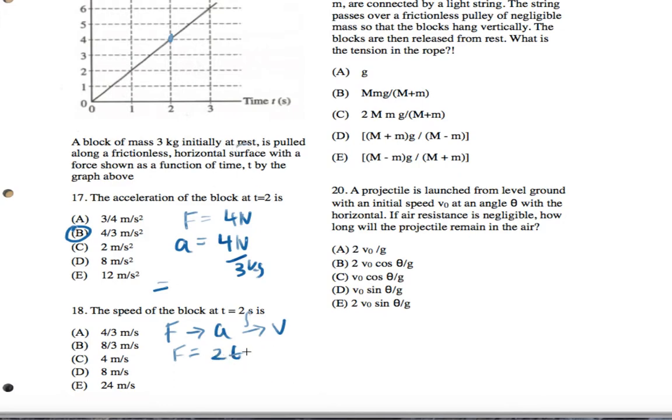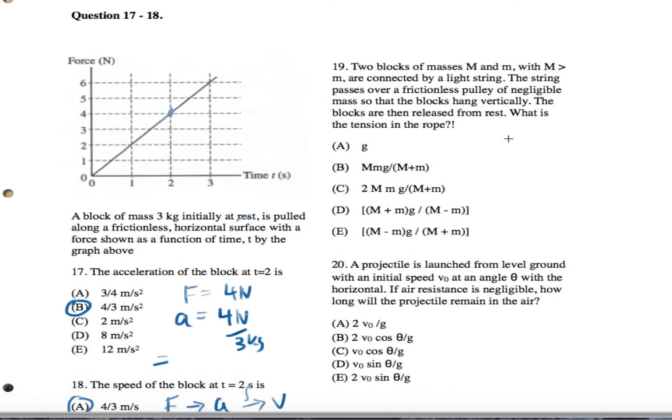Now, to get the acceleration, I'm going to divide by mass. So that's going to give me 2/3 t for my acceleration. And so let's go ahead and take the antiderivative to get the speed. So that's going to be v equals 2/3 t squared over 2. Those cancel, and I want to put in 2 seconds here. So I'm going to end up getting 4/3 meters per second when I plug in the numbers.